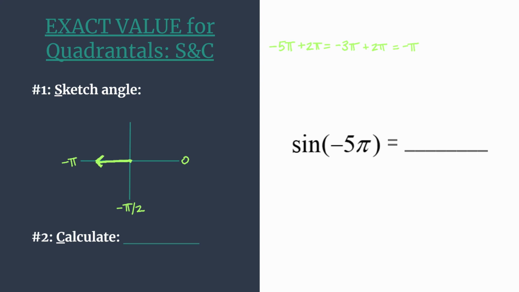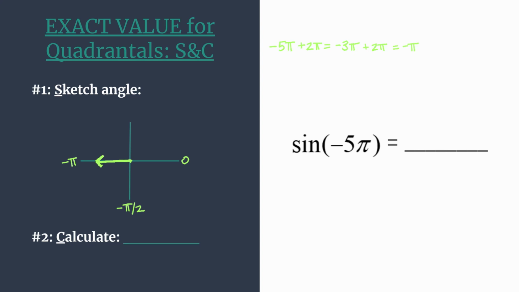Another quick note, if you had wanted to get a positive angle, if you felt more comfortable working with that, you could have just added another round of 2 pi to find that pi is also coterminal to our angle negative 5 pi. But you would end up with the terminal side sketched in the same place.